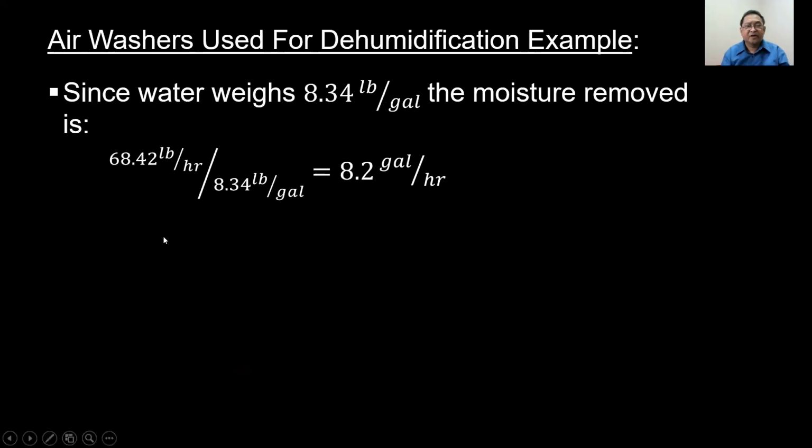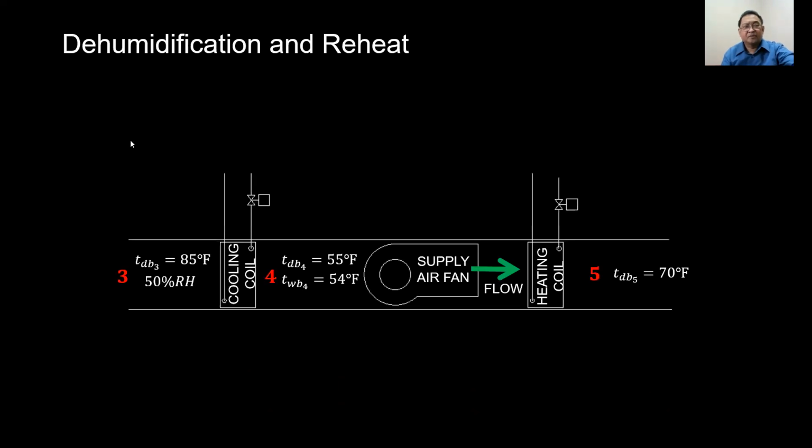And since water weighs 8.34 pounds per gallon, the moisture removed is equal to 68.42 pounds of moisture per hour divided by 8.34 pounds per gallon. The result will be 8.2 gallons per hour.